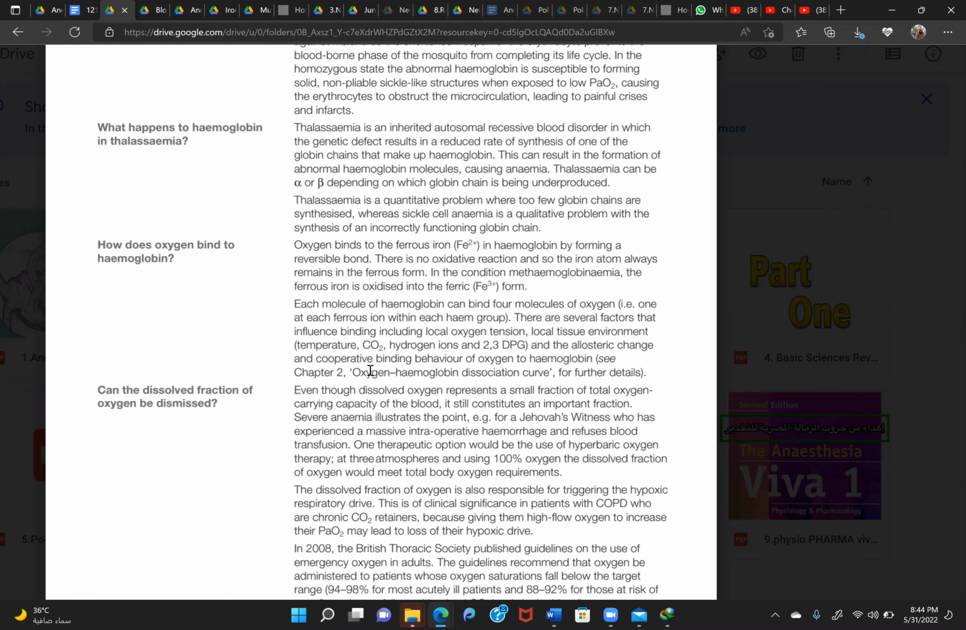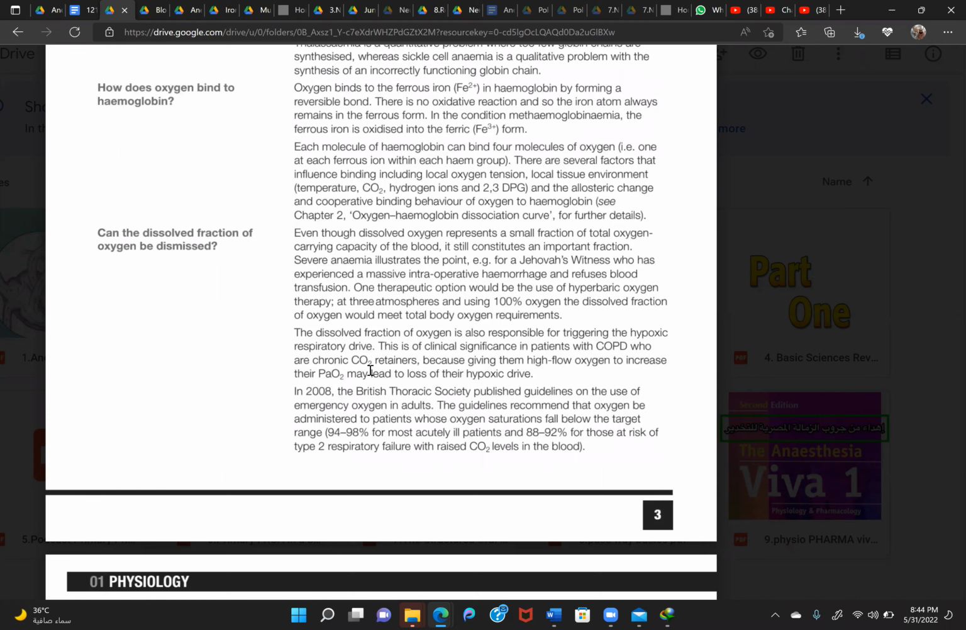Each molecule of hemoglobin can bind 4 molecules of oxygen. They may write here that the first is difficult, and after that there is a structural change which increases affinity for the binding of the rest of the oxygen molecules. Several factors influence binding, including local oxygen tension, local tissue environment, temperature, CO2, hydrogen ion, and 2,3-DPG. We will go through those shortly.